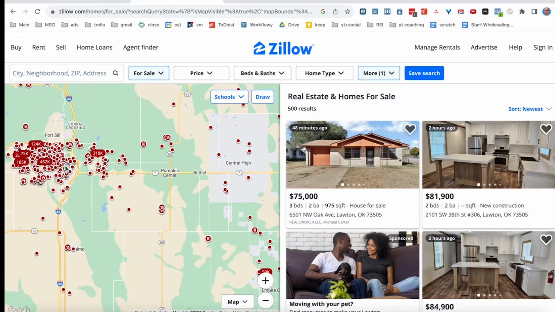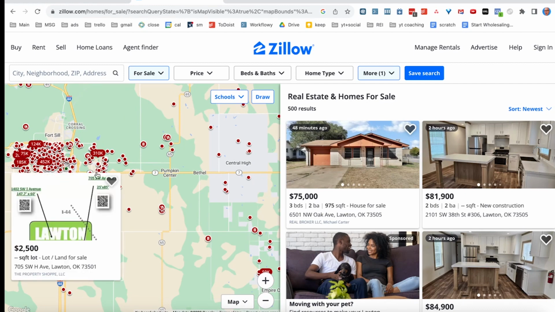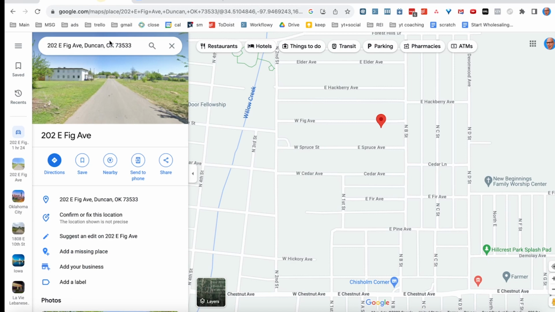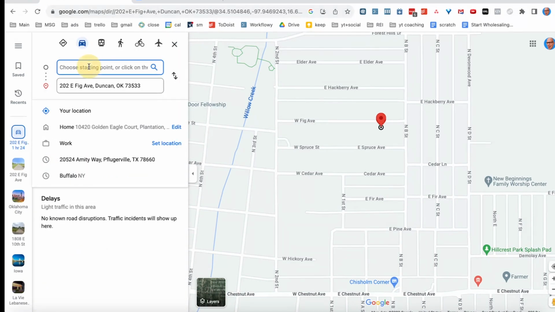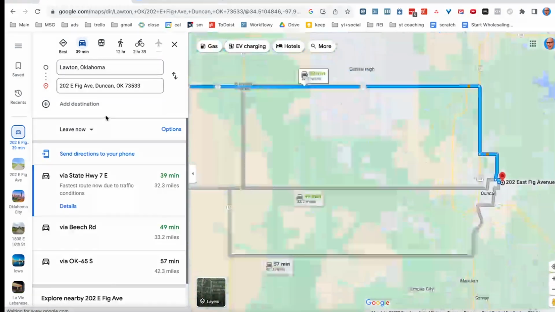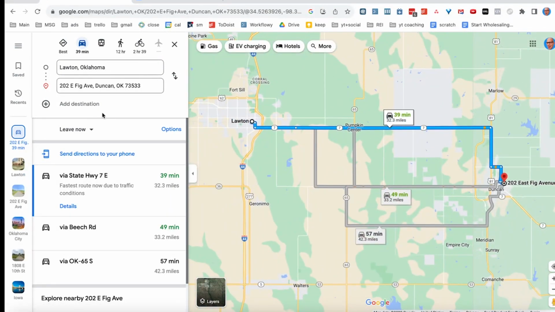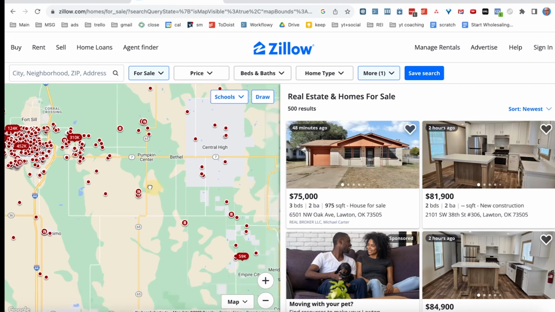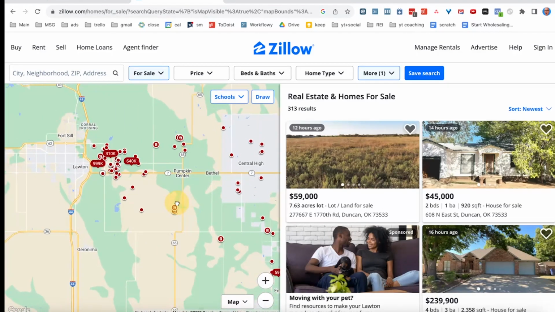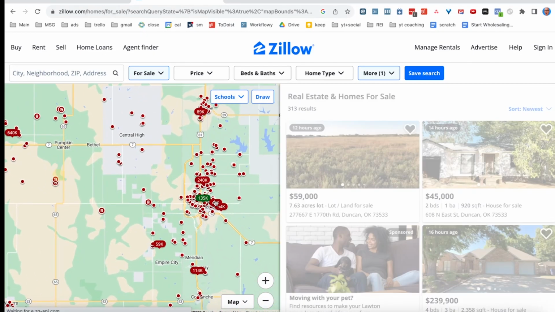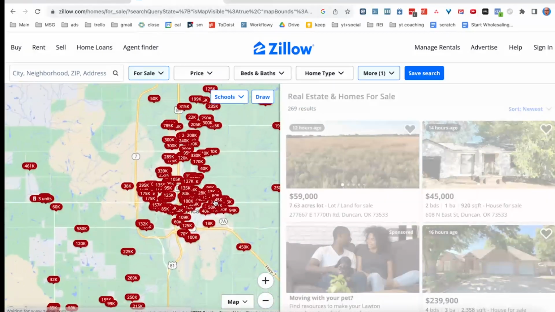So now, again, this is Lawton. So I'm going to go back to my map here. I'm going to do directions to Lawton, Oklahoma. And now that's a 39-minute drive. So if anything, I can grab buyers from Lawton because that's closer. And then I'm going to go ahead and, let's see, let me come back here. This is Duncan.